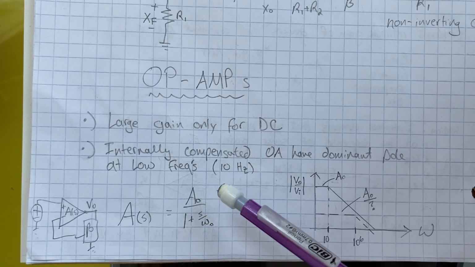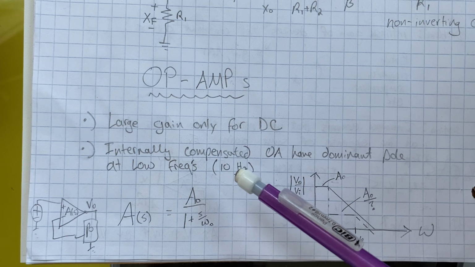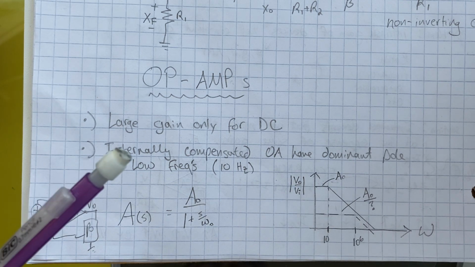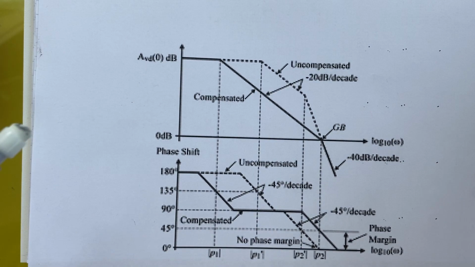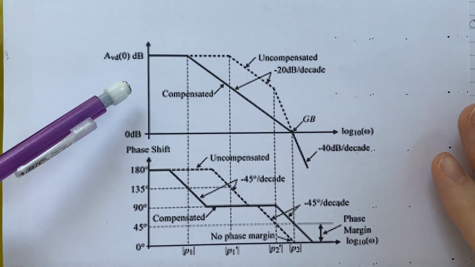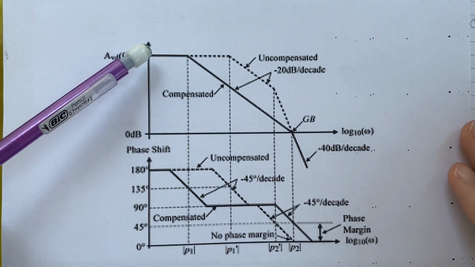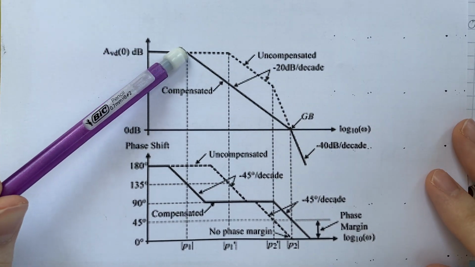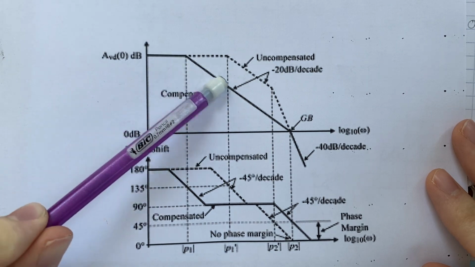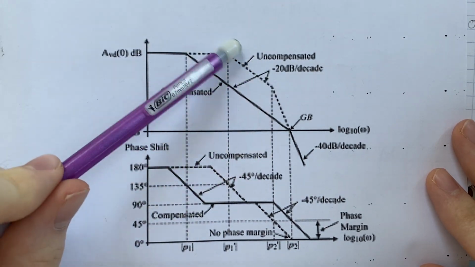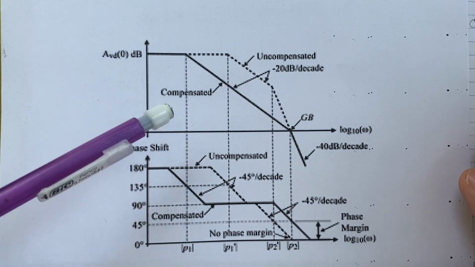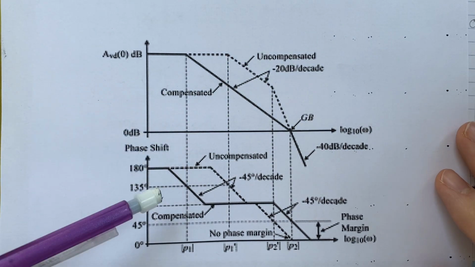Most op amps have internal compensation capacitors that give us a dominant pole at low frequencies. The reason for that is, if we look at a Bode plot for uncompensated or compensated op amps, with a compensated op amp we're going to roll off our gain, which means we're going to get rid of some of these other poles that are due to just parasitic capacitances inside of the op amp.